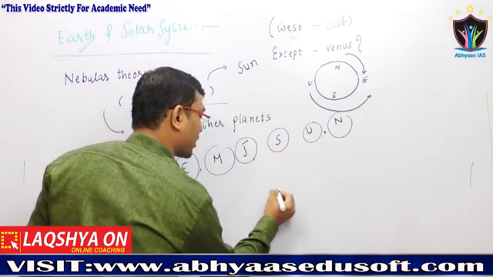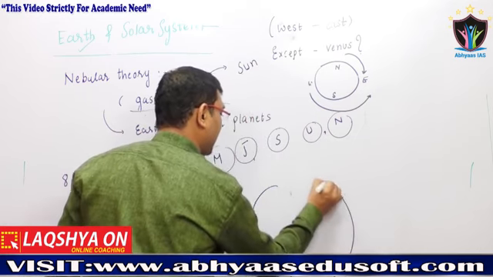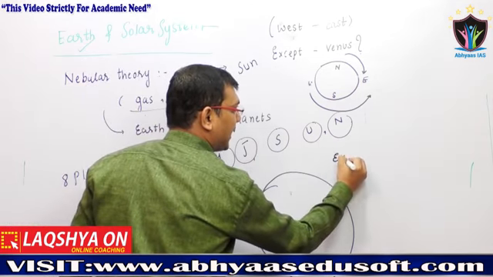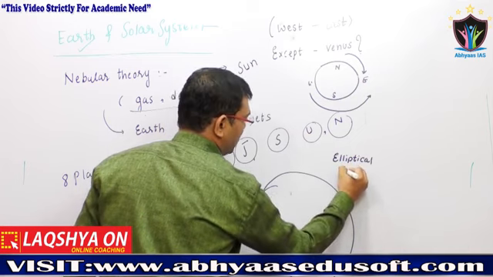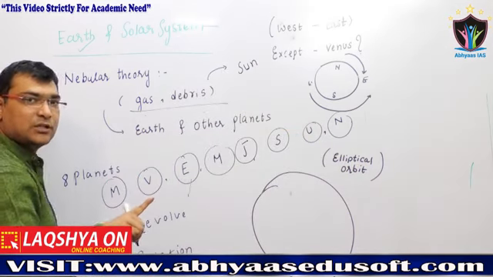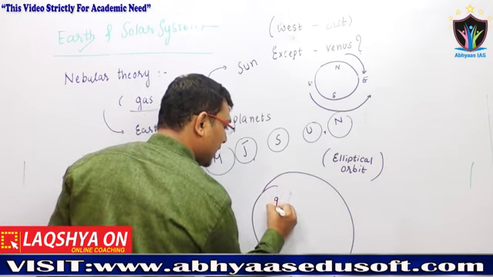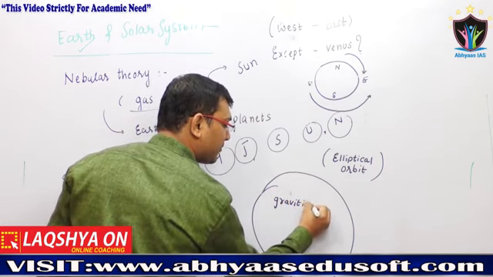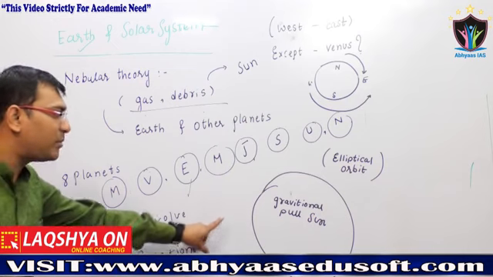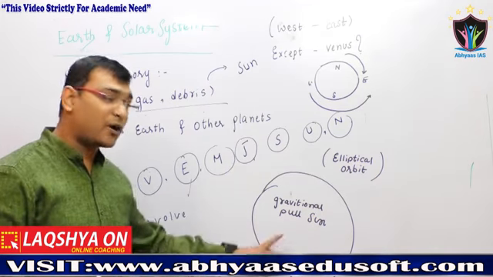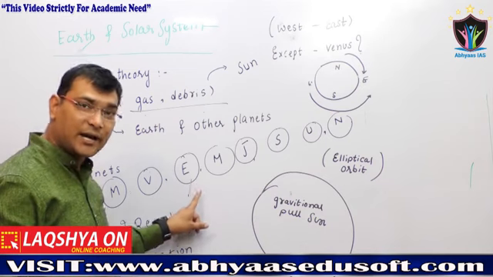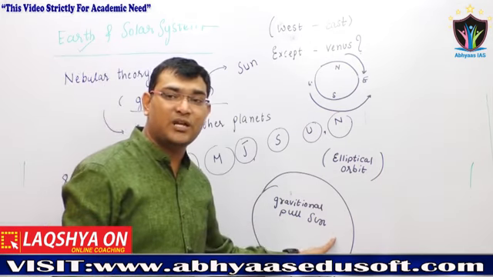The Earth revolves in an elliptical orbit. You know all this. So why they revolve is the question. They revolve because of the gravitational pull of the sun. All the planets revolve around the sun because of the gravitational pull of the sun. So the first question is solved: revolution around the sun is because of the gravitational pull of the sun.